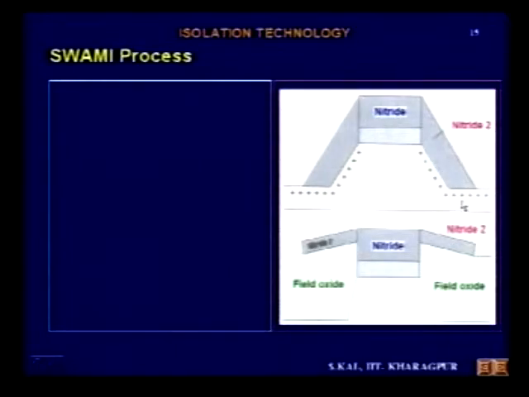Why anisotropically? If you etch isotropically, the side wall also will be etched. Anisotropic means vertically, only here it will be etched, and here vertically it will be etched, but on the side wall there is no etching. That is anisotropic etching, and that is done by RIE, reactive ion etching.